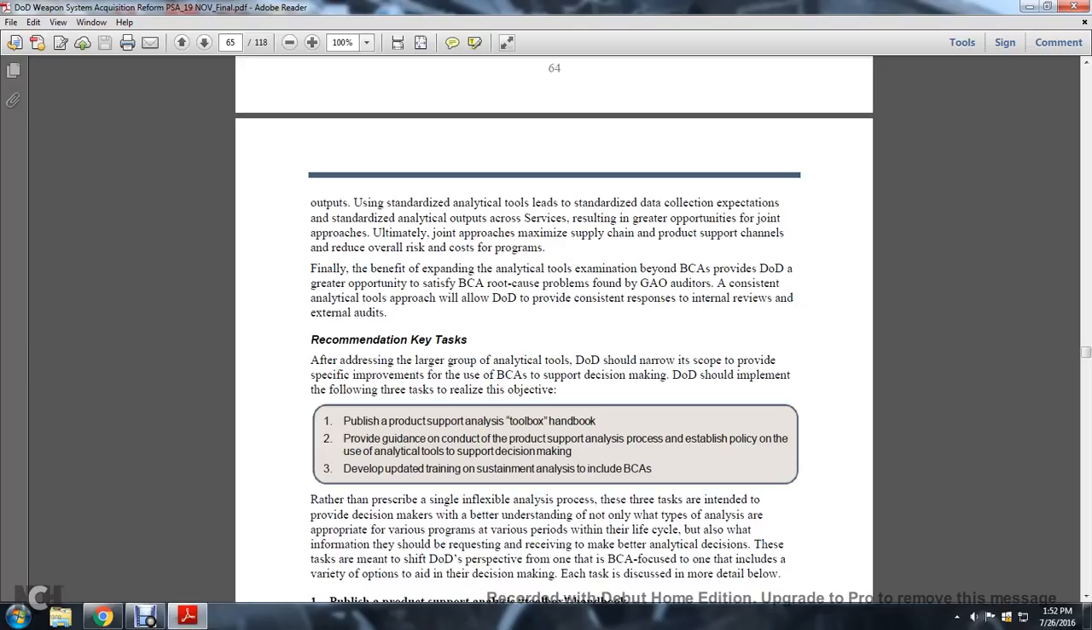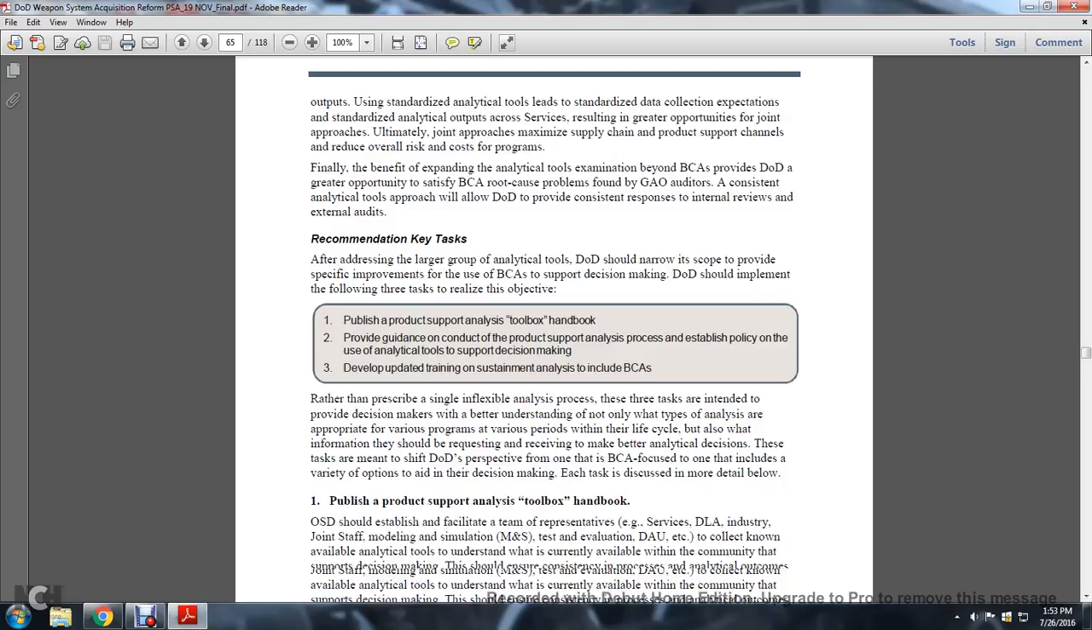Finally, the benefit of expanding the analytical tools examination beyond the business case analysis provides the Department of Defense greater opportunities to address the business case analysis root cause problems found by the Government Accountability Office. Auditors are inconsistent, so a consistent analytical tools approach will allow the Department of Defense to provide consistent responses for internal reviews and external audits.